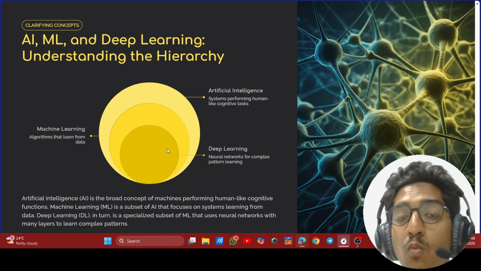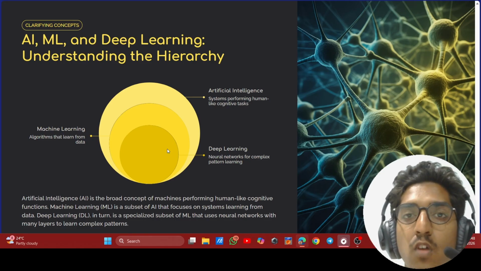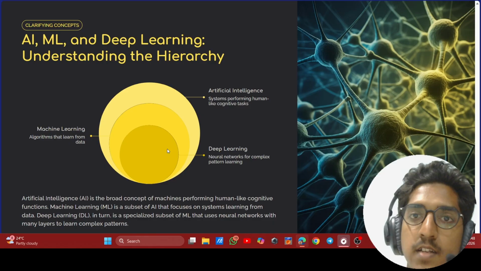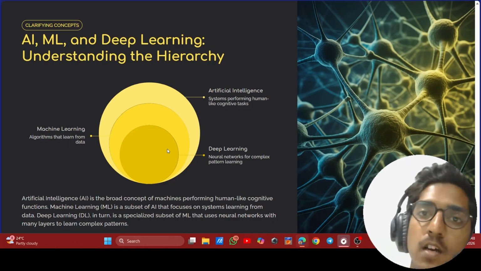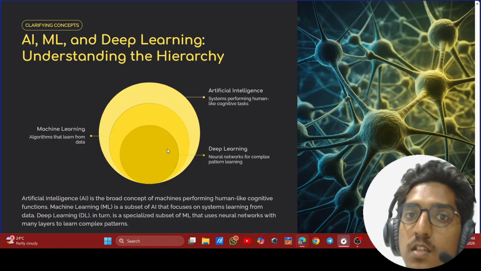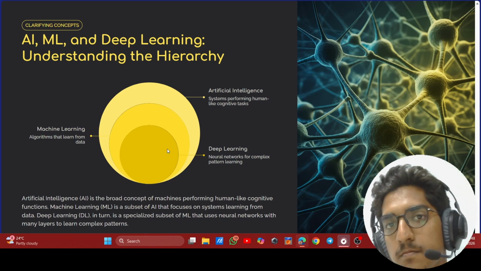Machine learning, what it does is it learns from past data. It learns from data as well as past data, and it produces the output. It learns from the past data, it learns the patterns, it learns the logic, then it gives the output.